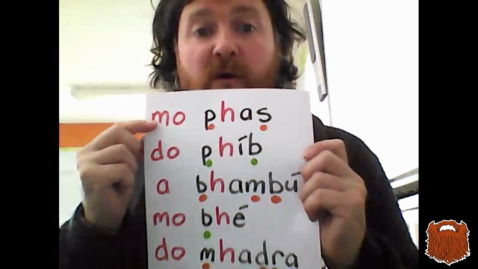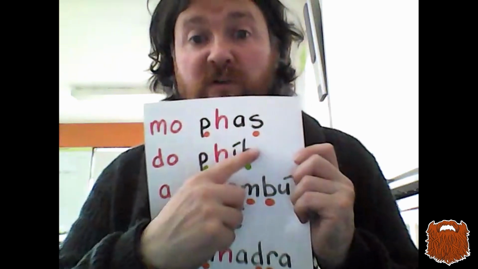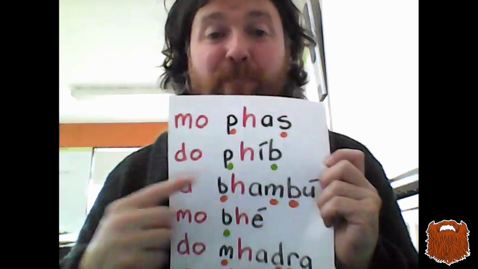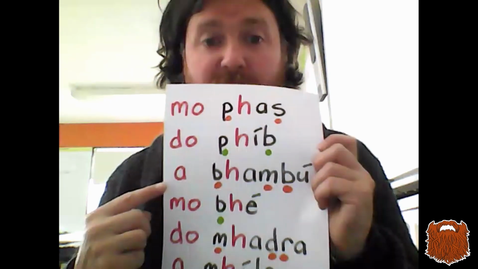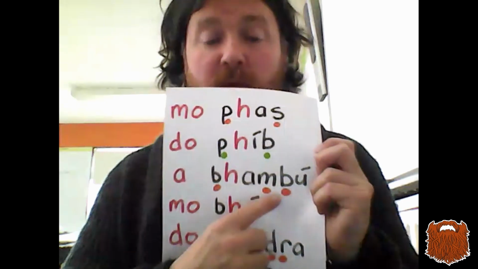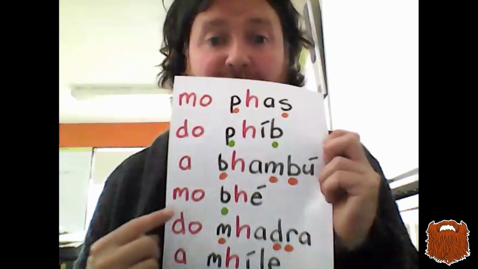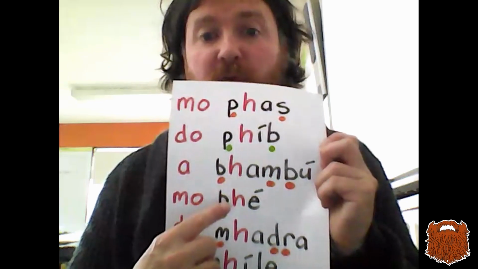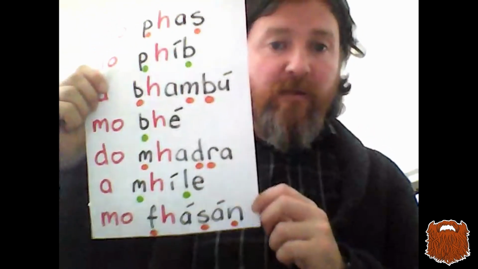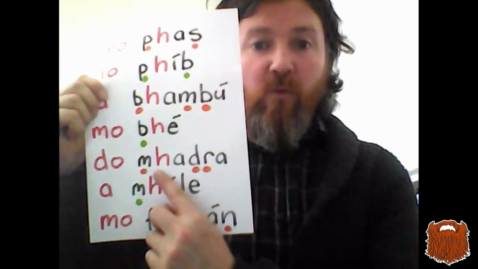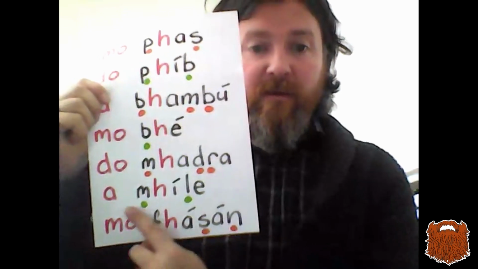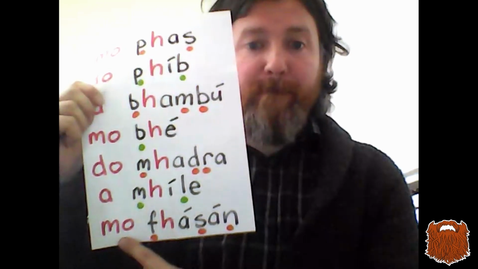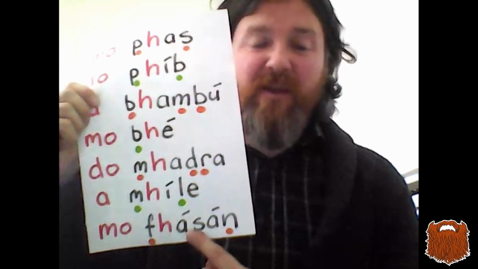So anyway, mo, fós, my passport, do, Phoebe, your pipe, a, wambo, his bamboo, mo, bhean, my girl or woman, and then do, mhadra, your dog, a, mhíle, his 1,000, and then mo, phlanda, my sapling or little plant.